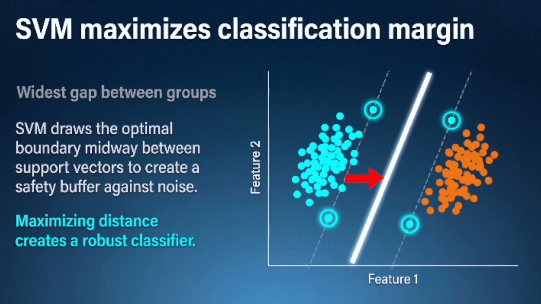In a two-dimensional feature space, such as feature 1 and feature 2, SVM separates the data into distinct classes by drawing the optimal boundary with the largest possible margin between them.